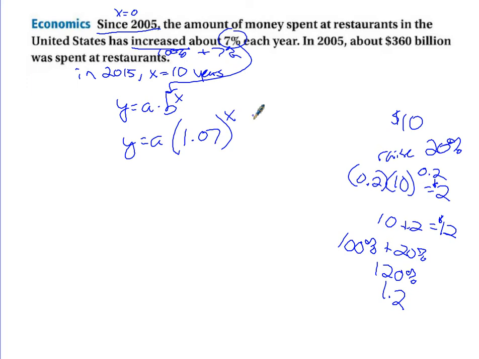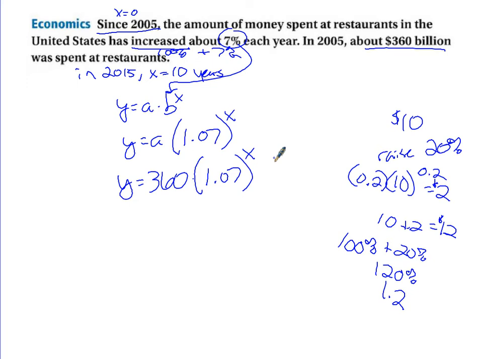All we got to do now is figure out what a is. What is a? $360 billion. It's the initial amount, the amount you start with. We're starting in 2005. In 2005, $360 billion was spent at restaurants. Now, do I need to write out 360 with like 85 zeros behind it? No, I can just write 360, but I got to remember that it's billions. So y equals 360 times, in the parentheses, 1.07 to the x power. Now I have my equation.